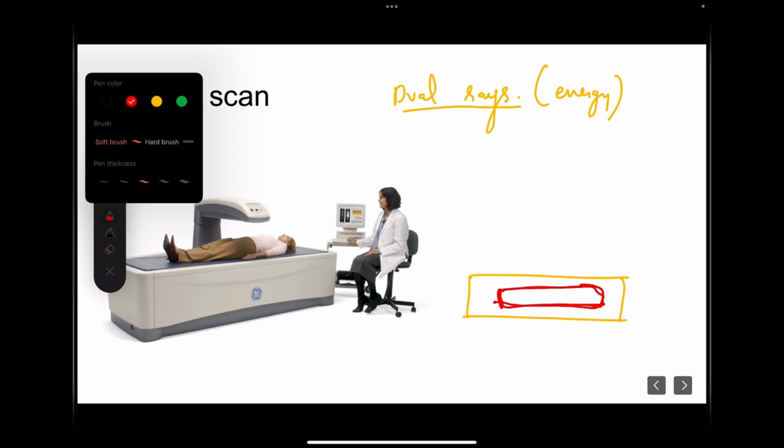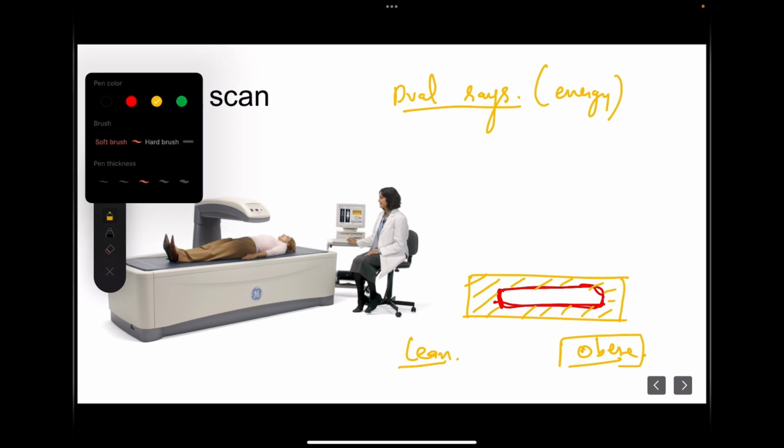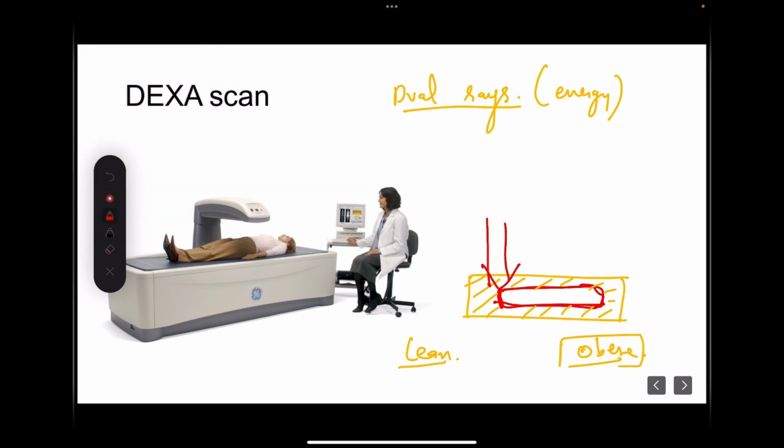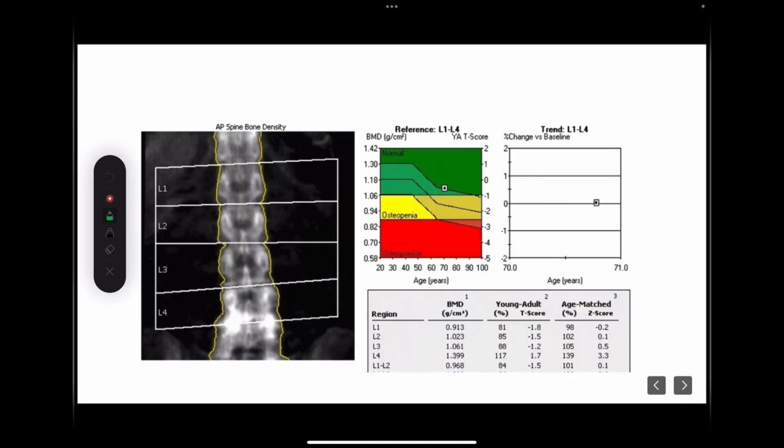Outside the bone, we can have soft tissue of different density in different patients. Suppose a patient is lean and another patient is very obese. In these two categories, the absorption of the rays by soft tissue can give spurious results about the BMD. To counteract that effect, we bombard these patients with X-rays of two different energies, so that the differential absorption between the two will help us in calculating true BMD, and the effect of the soft tissue will be eliminated. So this is how a normal BMD looks like.